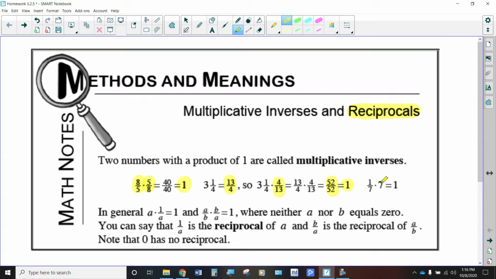Okay, and even whole numbers do have reciprocals because any whole number can be written as a fraction with a denominator of 1. So 7, let me change that to this. 7 would be the same as 7 over 1 times its reciprocal, which is 1 over 7, is how you're going to get your giant 1 of 7 over 7, which is going to be equal to 1. Okay, so we'll be putting these reciprocals into use when we are dividing fractions.